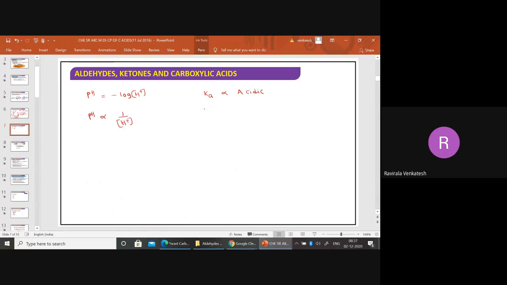Now, you know already what is pKa? Minus log Ka. Right? In that case, pKa is inversely proportional to Ka. That means, based on this, Ka is directly proportional to acidic character, and pKa is inversely proportional to acidic character. This is very, very, very important. Nobody asks this formula, whether it is directly proportional or inversely proportional.